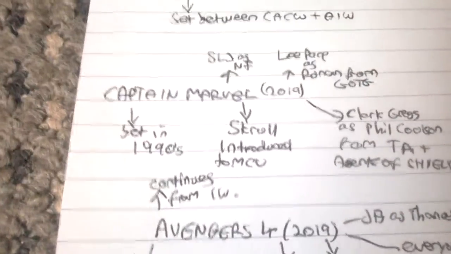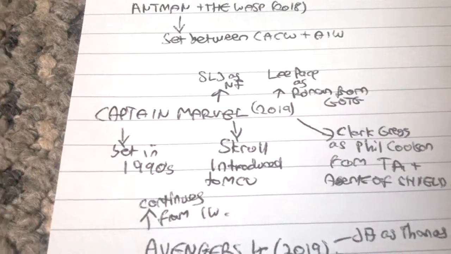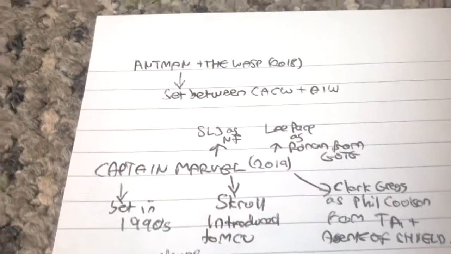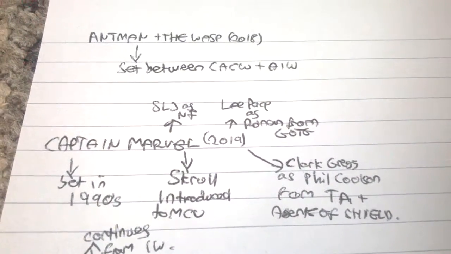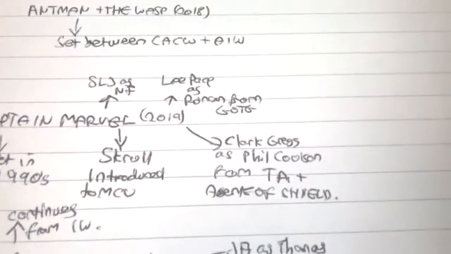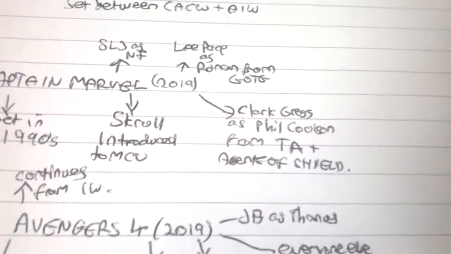There's Captain Marvel in 2019, that is set in the 1990s. The Skrull species are introduced to the MCU, has Samuel L. Jackson as Nick Fury, Lee Pace as Ronan the Accuser from Guardians of the Galaxy, Clark Gregg as Phil Coulson from the Avengers and Agents of S.H.I.E.L.D.